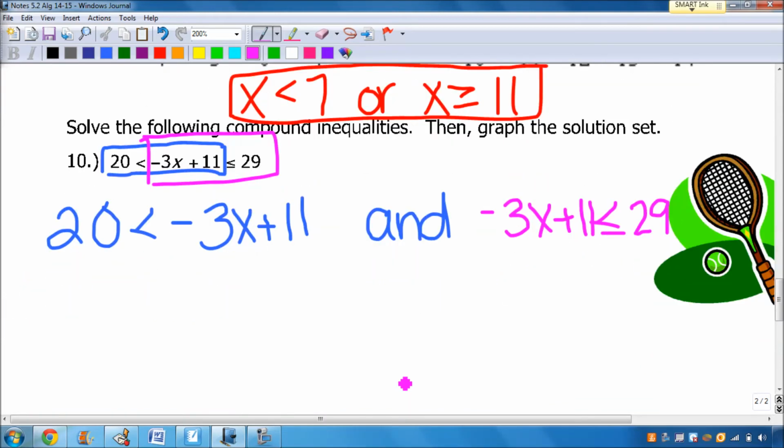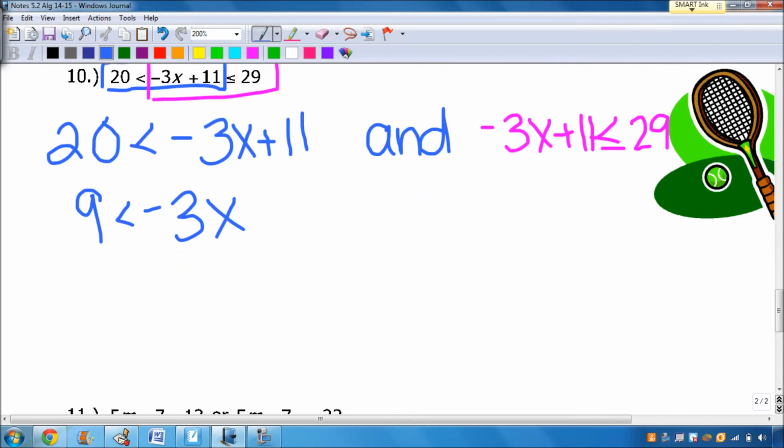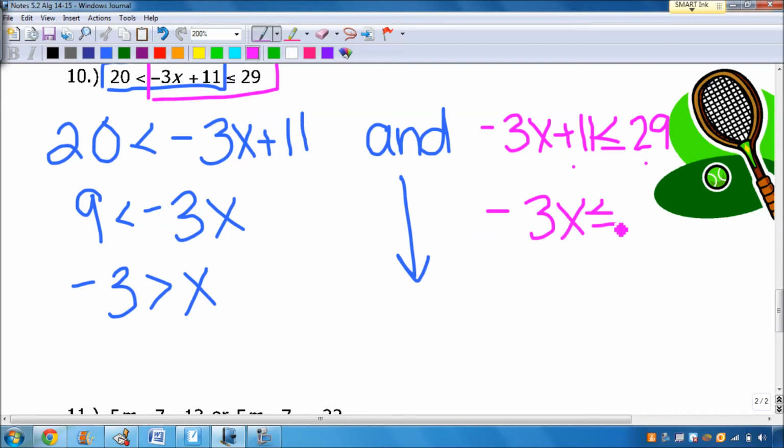So here, in my first one right here, I would subtract 11 from both sides and I would get 9 is less than -3x. Okay. Then I would divide both sides by -3 and I would get -3 is greater than x. All right. And all the way down right here, I have to do the same thing for this problem over here. So I'd subtract 11 from both sides. I would get -3x is less than or equal to 18. Divide both sides by -3. I get x is greater than or equal to -6. Don't forget that in both of these, since we divided by a negative, we switched our signs.